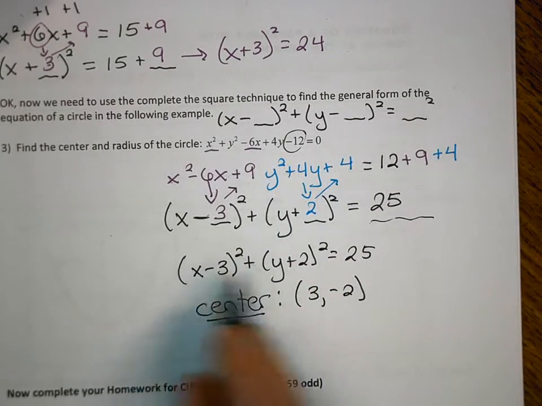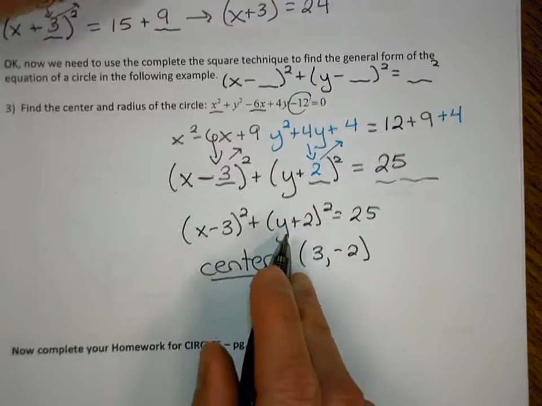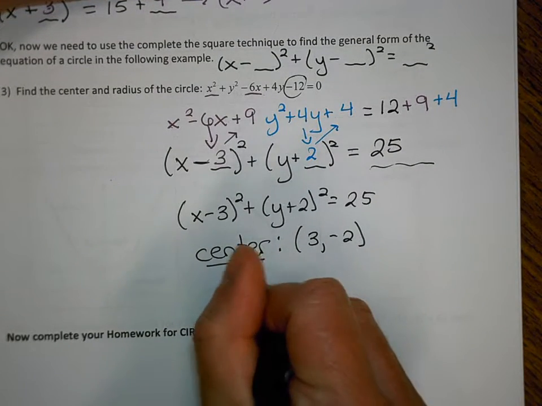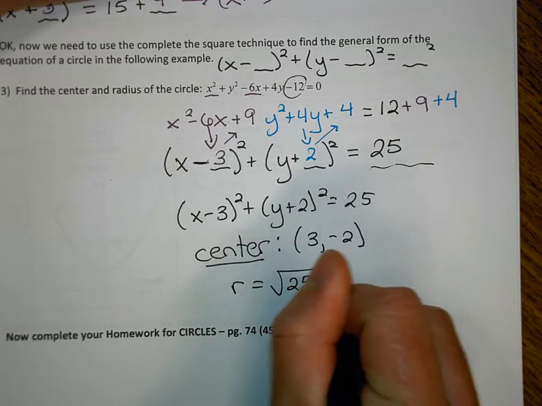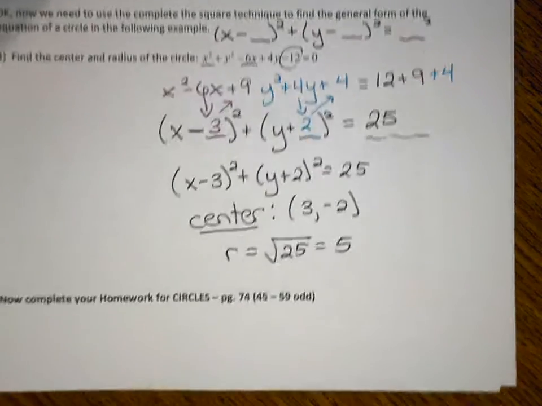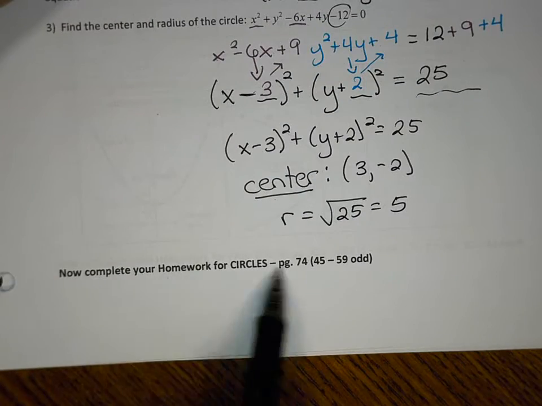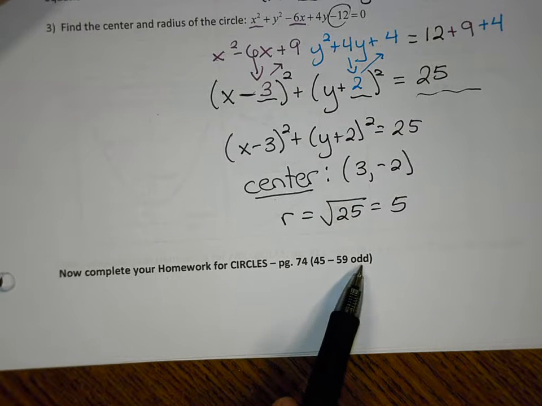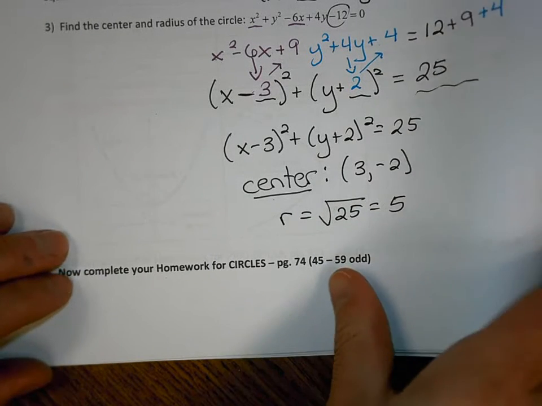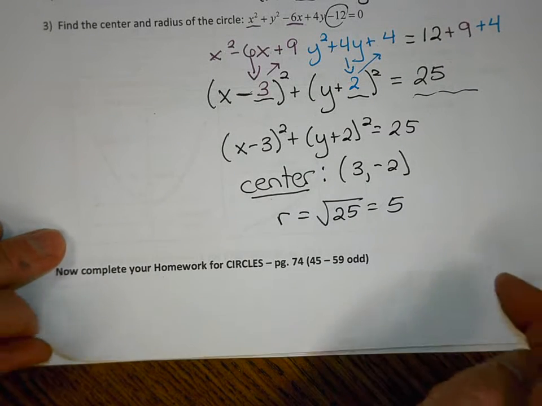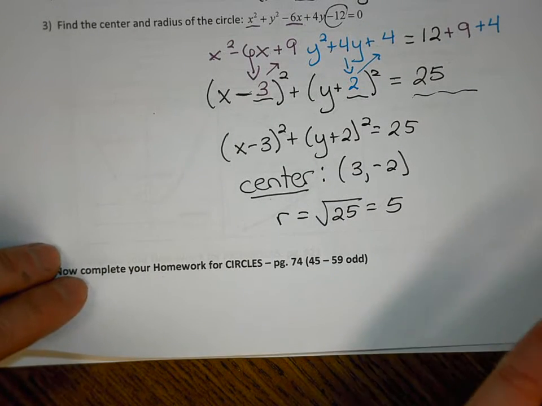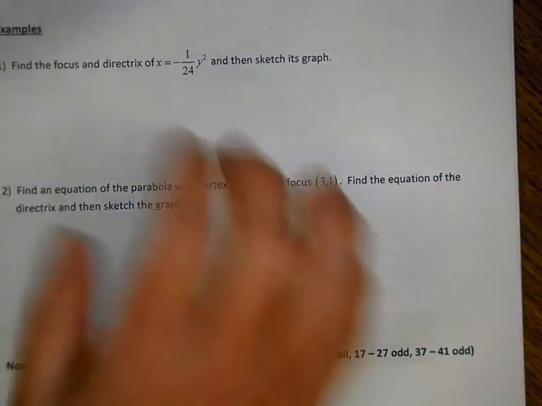Bye. The center would be the opposite of what's inside the parentheses: 3, -2. And the radius would be the square root of 25, which is 5. Now you should be able to do the circles homework, page 74, 45 through 59. That is in the front of your book. It's in a review section because, again, supposedly you already did circles at some point. If you didn't, well, here they are.